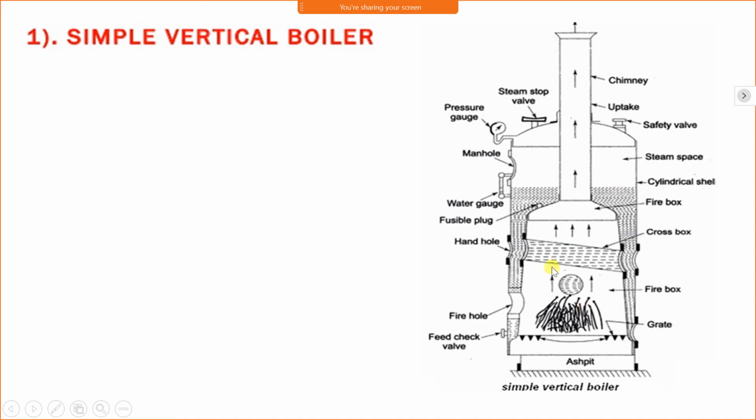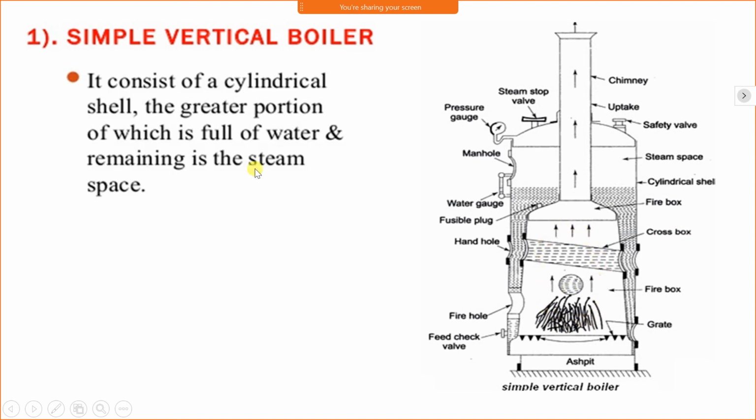The flue gases produced in the combustion flow in the upward direction and pass to the atmosphere through the chimney. The place where the combustion takes place is called the combustion chamber or the firebox. It consists of a cylindrical shell. Look at here, this is a cylindrical shell.